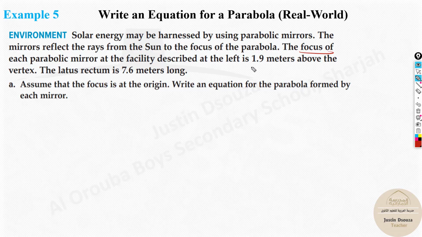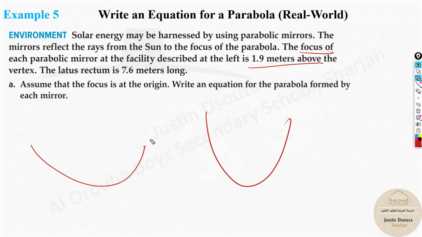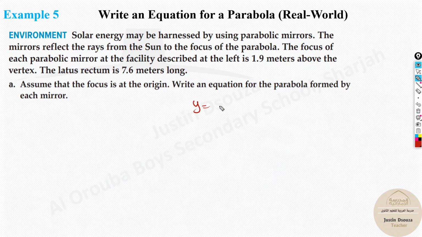The focus is how much? 1.9 meters above the vertex. That means if this is the thing, mirrors are usually very wide like this, solar panels, something like that. Vertex, focus. So it's opening upwards. You should know which formula to use now. The formula to use is y is equal to a into x minus h the whole square plus k. No matter what, this is the formula to use.